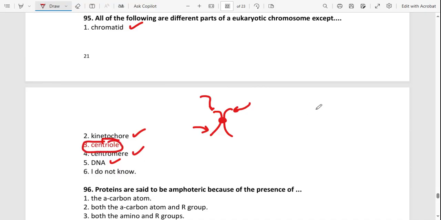Centrioles, these are bodies that you'll be using to help in cell division. They're the ones that will be pulling chromosomes away via these spindle fibers. These are the centrioles.